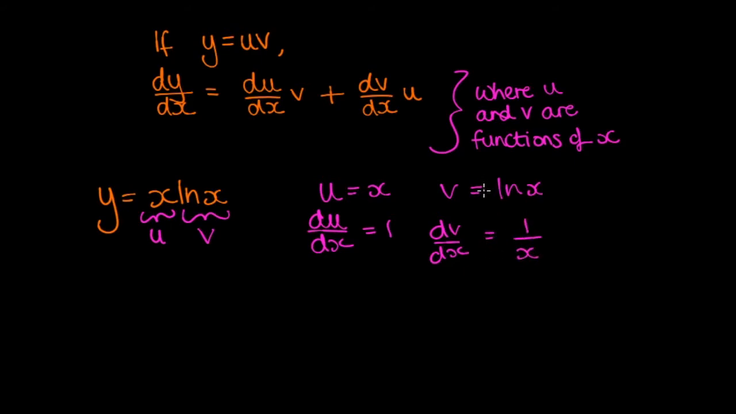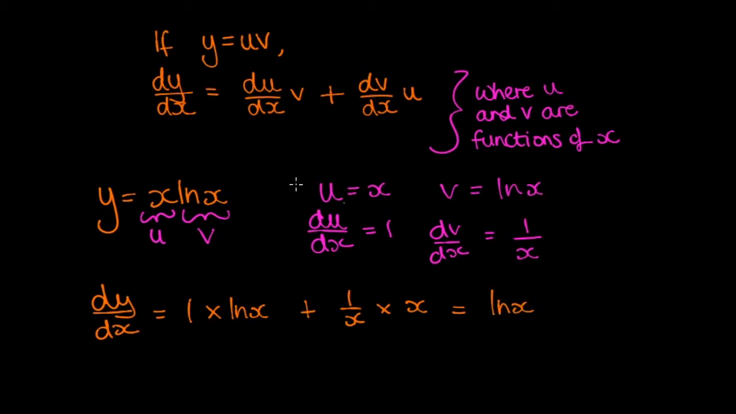So now we have all of these, we can plug them in the formula to find dy by dx. So dy by dx is equal to 1 times v plus 1 over x times x. And so dy by dx is equal to ln x. These two things are going to cancel, so we're going to be left with ln x plus 1.